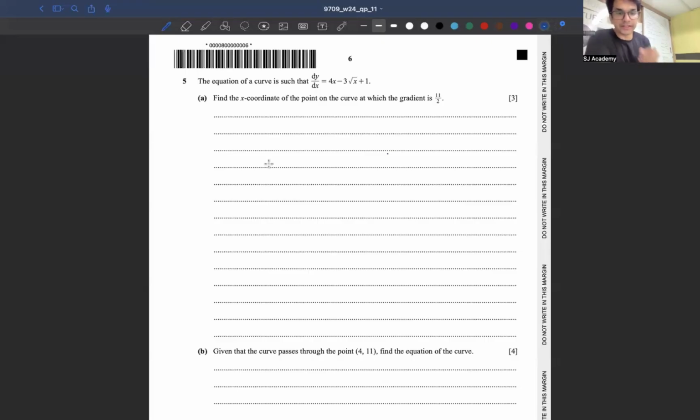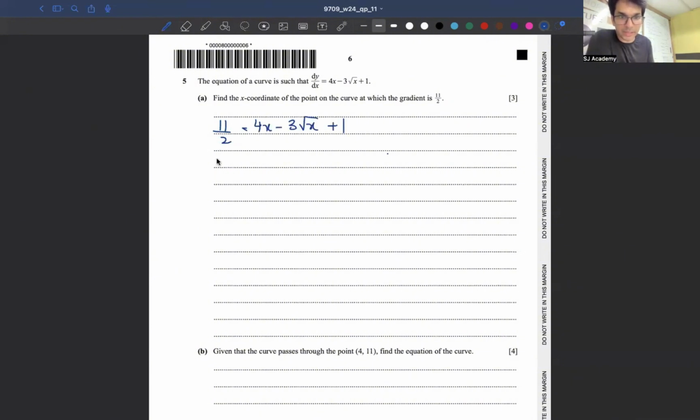In question 5, it says that the equation of a curve is such that dy dx is given as 4x minus 3 root x plus 1. We have to find the x coordinate of the point on the curve at which the gradient is 11 by 2. Now we know that dy dx is basically the gradient of a curve. So we can write it as 11 upon 2 is equals to 4x minus 3 root x plus 1.